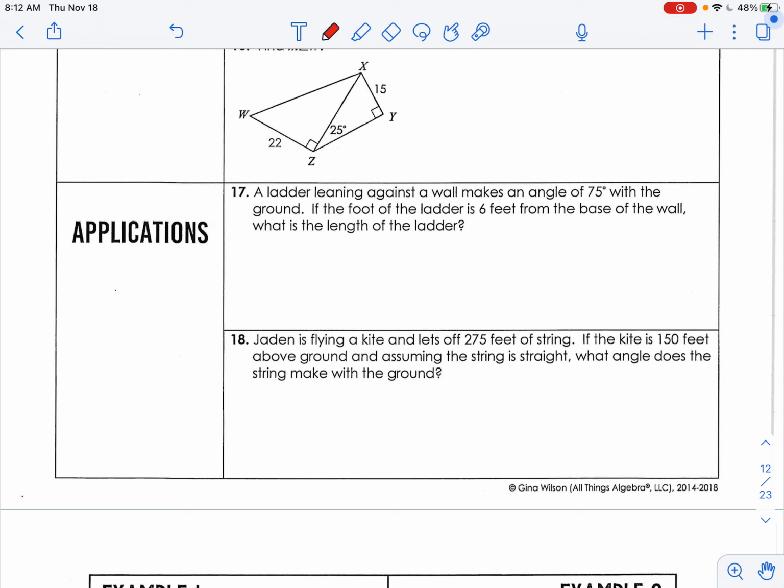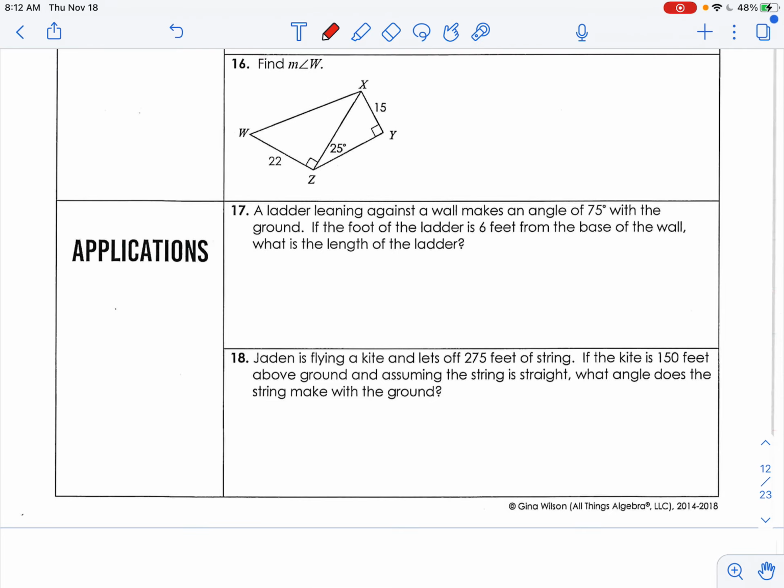So for the application, okay, we're going to go back to the sliding, leaning ladder. So a ladder is leaning against a wall. I like ladder problems, right? So the ladder is leaning against the wall and makes a 75-degree angle with the ground. So 75 degrees. The foot of the ladder is 6 feet from the base. So this is 6. Notice the natural right triangle form there. Remember, all these are right triangles. What is the length of the ladder?